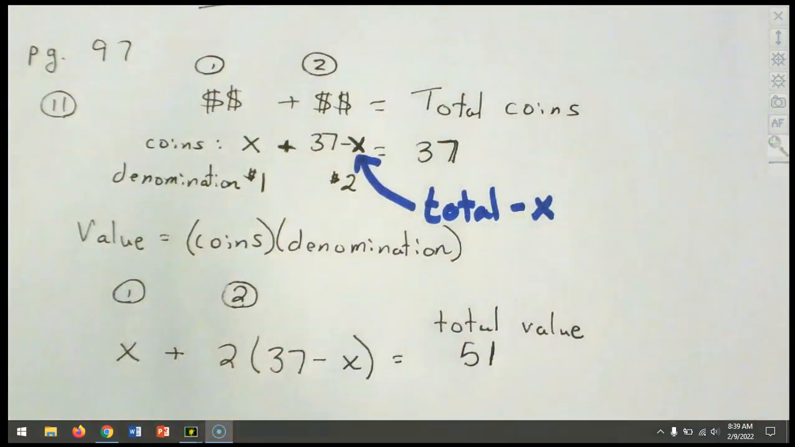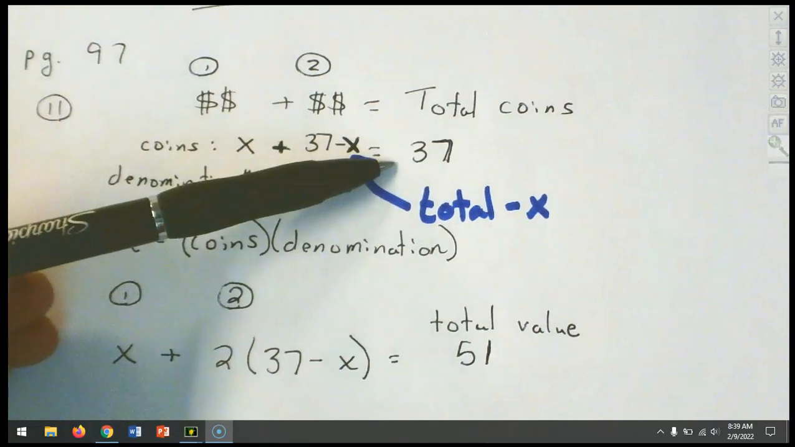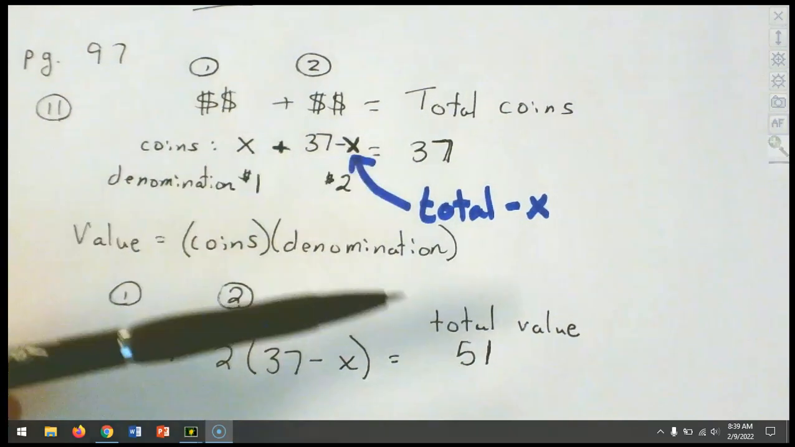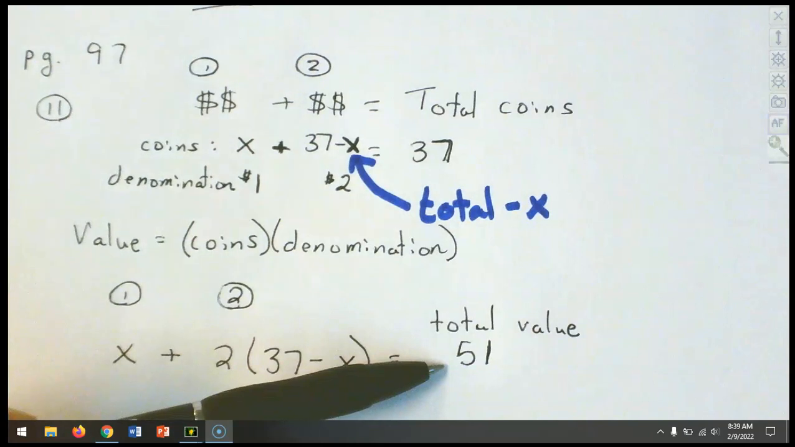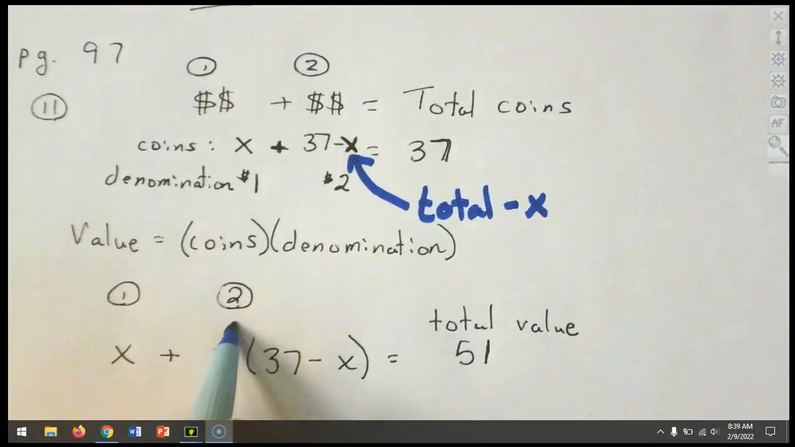Where students make a mistake on all these type of problems is they get these two numbers mixed up. Number of coins goes here, value of the coins goes here. Now we should be able to just solve it by simply distributing through, combining like terms, and finishing it. So we'll just quickly solve it here.